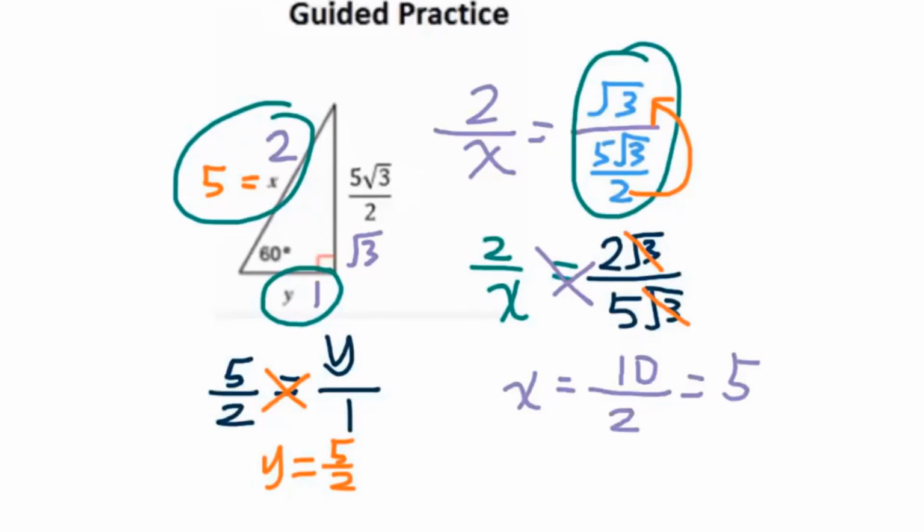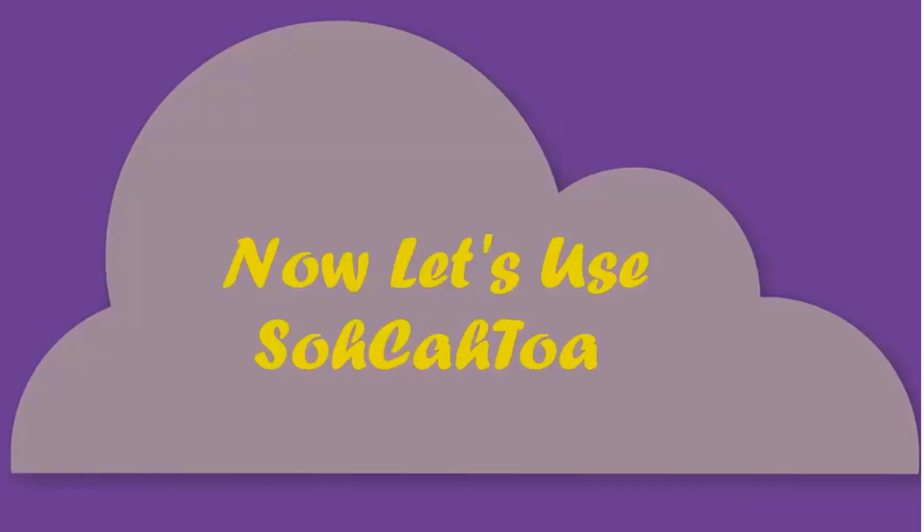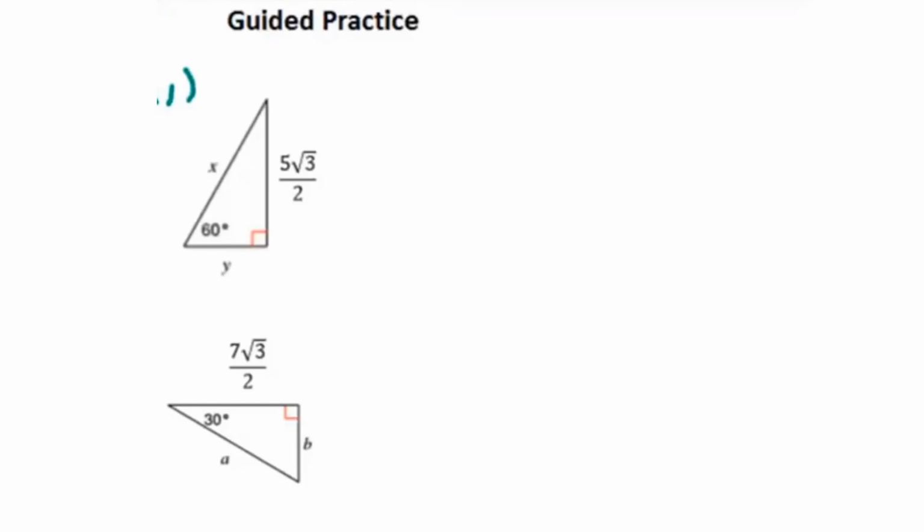Normally for the SAT test, if we are dealing with special triangles, we normally use this ratio. But you can also use SOHCAHTOA to solve for each side of a special triangle. For this right triangle, we know one angle is 60 degrees. That's a special angle. So we are looking for the missing sides, x and y.